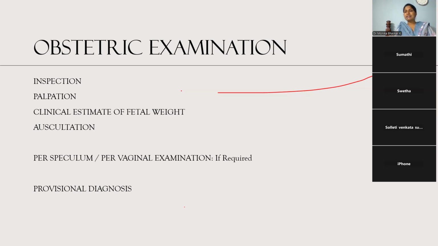as a part of inspection. And whenever you're doing an obstetric examination, you have to first ask the mother to void urine and lie down in dorsal position. You will stand on the right side of the woman. You will take a verbal consent. You will warm your hands before you do the palpation.